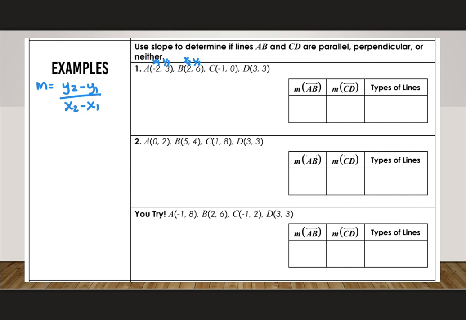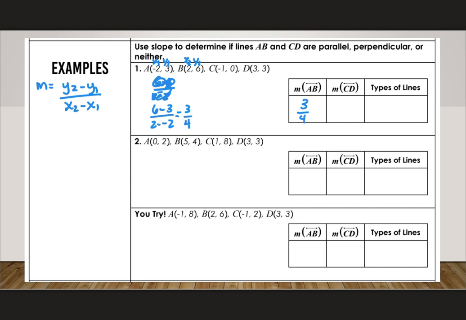So we'll do 6 minus 3 on top. And then 2 minus -2. Oops. Put another little negative in there. Let me start over. 6 minus 3 on top. 2 minus -2 on the bottom. And if you use your fraction button on your calculator, it will actually do all the work for you. So 6 minus 3 is 3. 2 minus -2 is +4. So this is going to be 3/4, and it'll be positive. So your slope for this one is going to be 3/4.